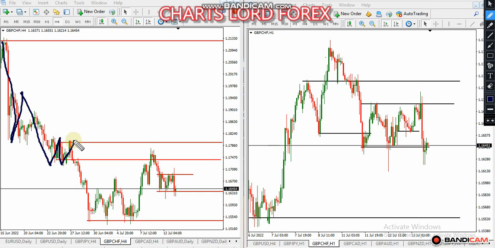turn into a range. A range means the market is not going up and it's not coming down, it's bouncing within the frame of a particular price. The buyers couldn't take it higher, sellers couldn't take it lower either. So that is what we call a range.